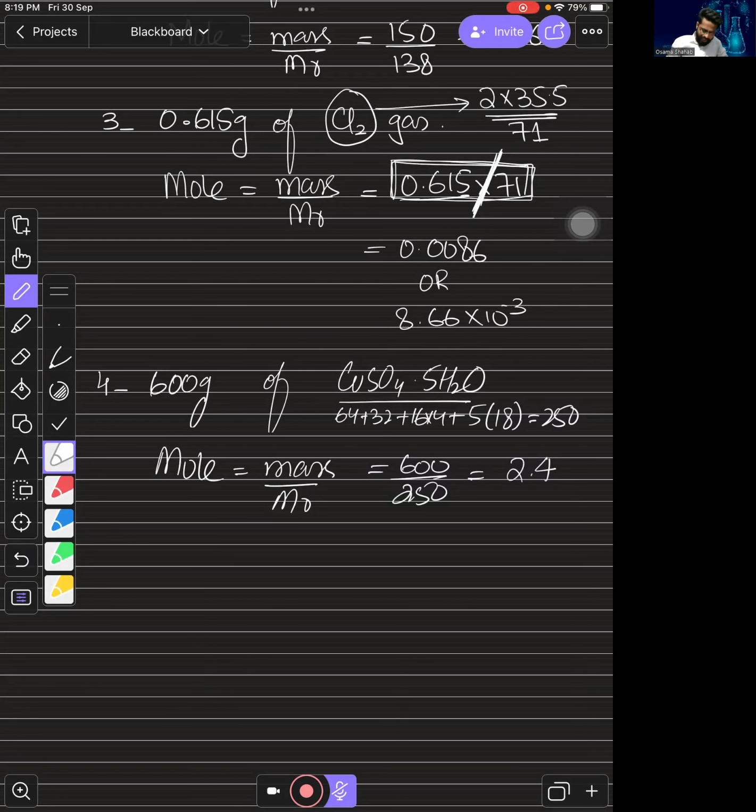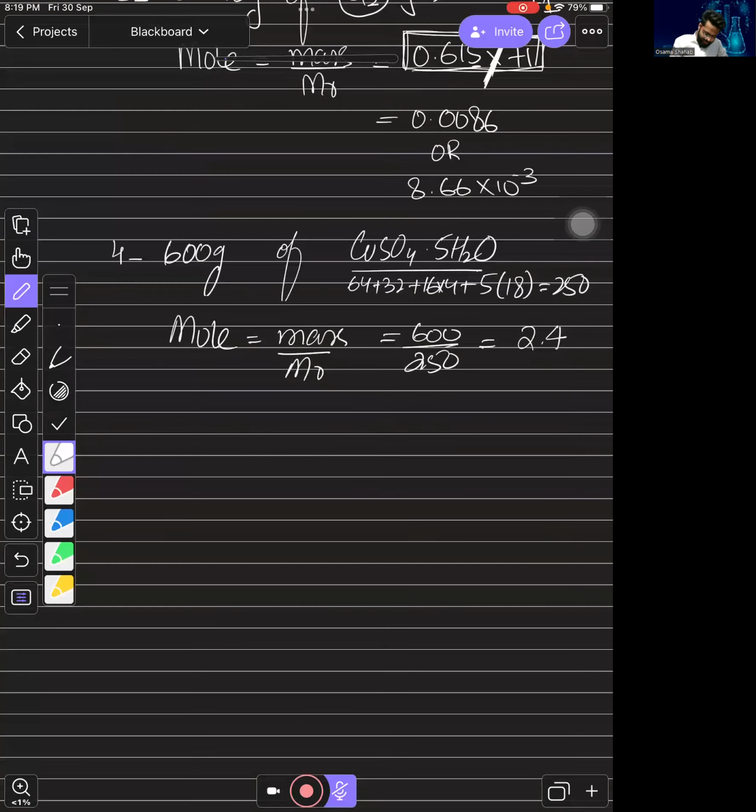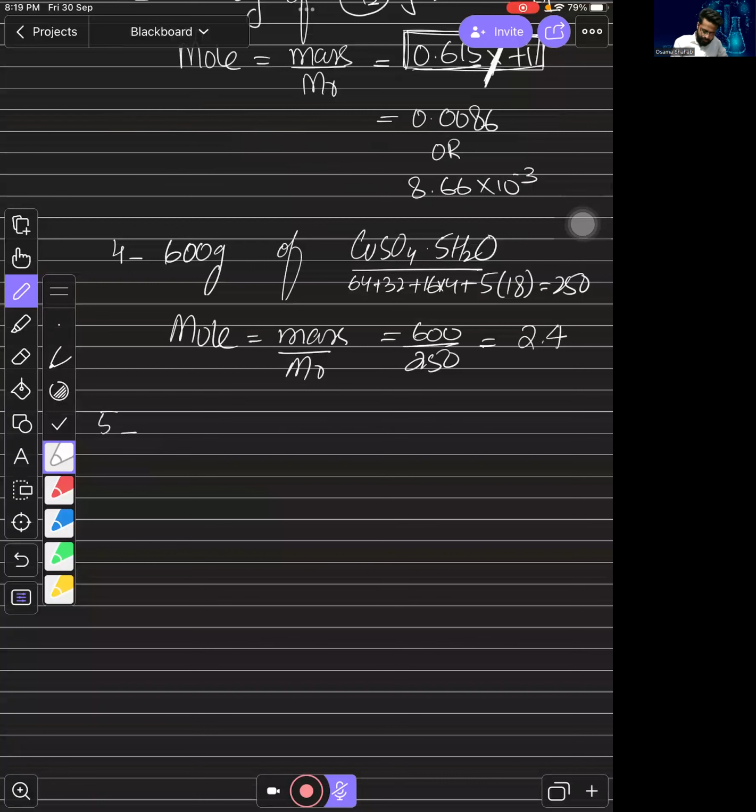Okay, that's very good. So the last question, for example, we have 7.75 gram of sulfur trioxide. Can you find out the number of moles of this?